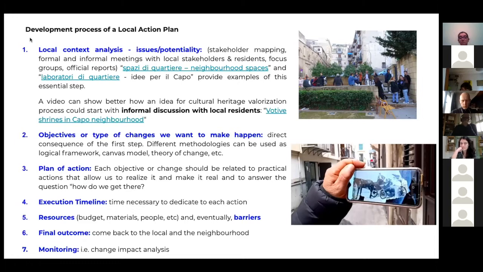For example, there you can find a link to an action that we call Spazi Quartiere, and another one that was called Idea per il Capo. And this one in particular we developed together with the citizens, with their own ideas, so that the district's needs come out.